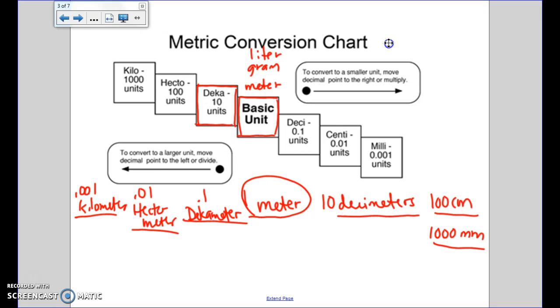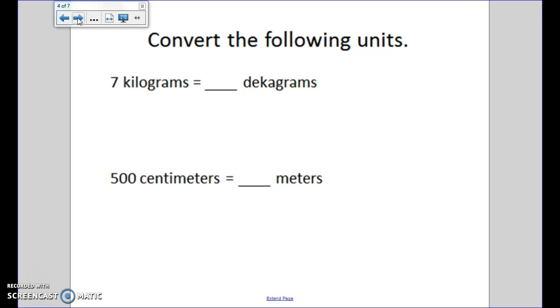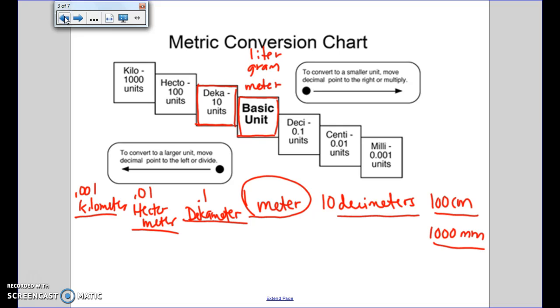And so it's just a matter of moving the decimal place. Let's take a look here at some conversions. In this case, it says we have 7 kilograms, and we would like to know how many decagrams that is. If you look at the chart here, it says when you're converting to a larger unit, move the decimal place to the left or divide, making it smaller. To convert to a smaller unit, move the decimal place to the right or multiply.